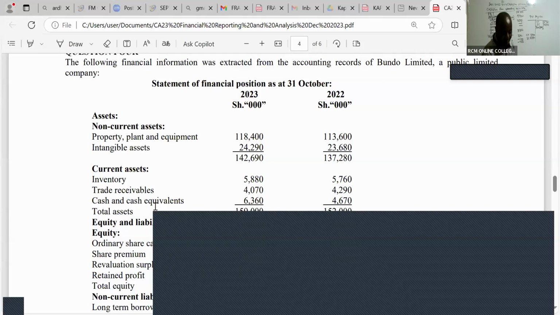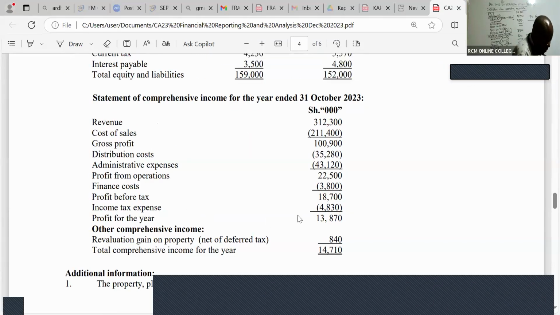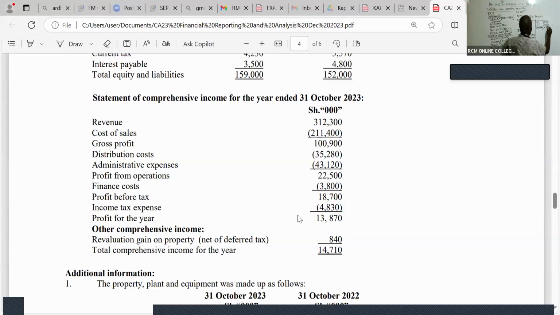Yes, you can see the income tax expense of 4830. And remember, we are mixing deferred tax and current tax in this account, so you have to be very careful.